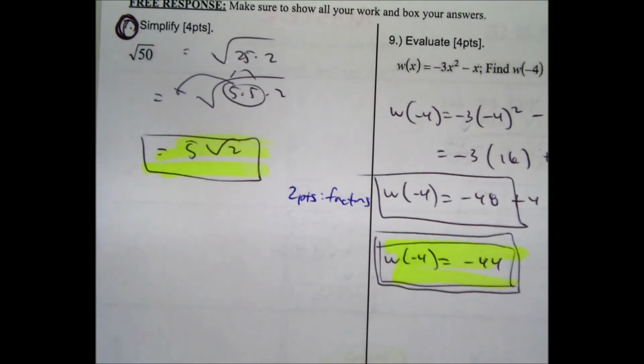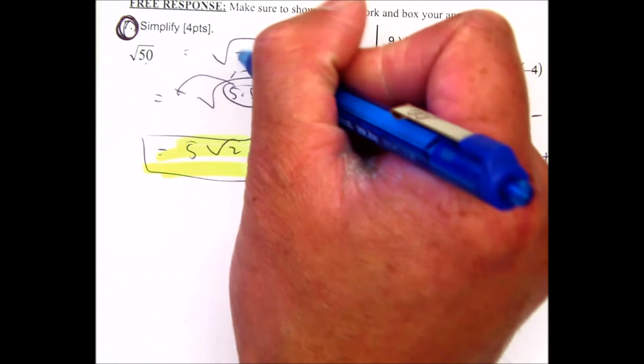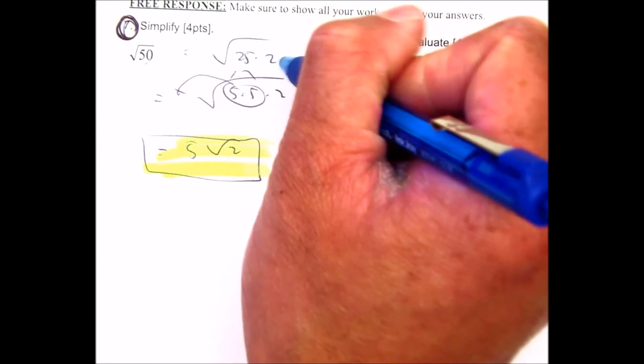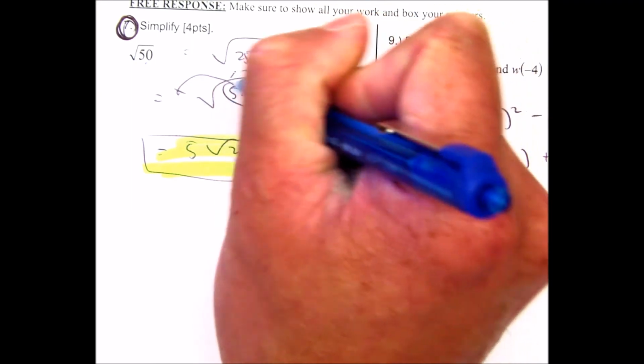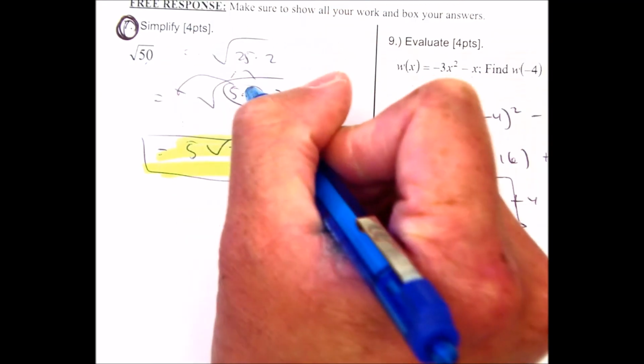Number 7 asks you to simplify the square root of 50, so break it down into prime factorization. So 50 is 25 times 2. Even if you did 5 times 10, you would get all of these as your factors. Notice you can multiply these to get 50. So I've circled the pairs.